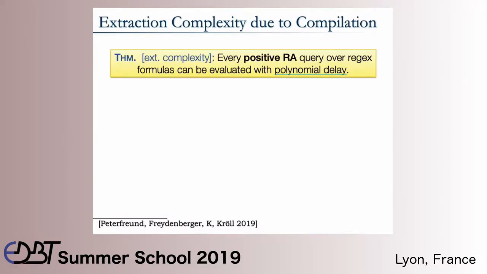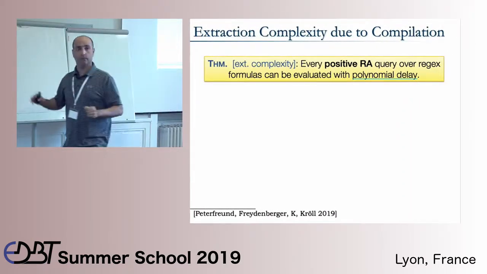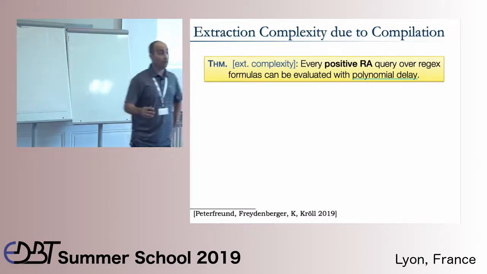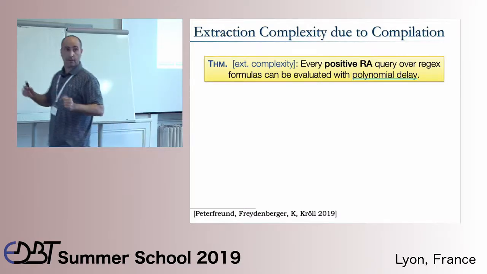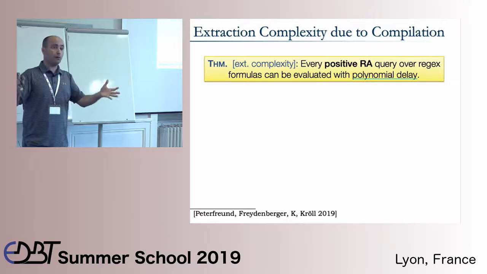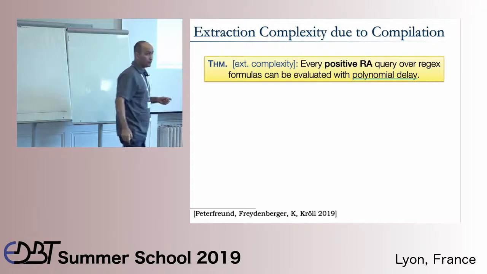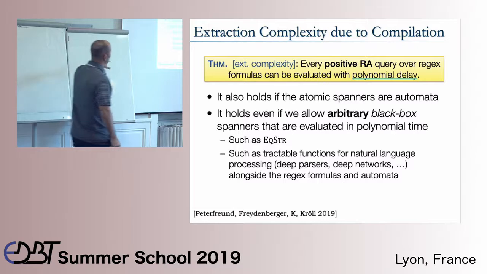What do you get through the compilation approach? Well, from the compilation approach, we can conclude that every positive relational algebra query can be evaluated with polynomial delay when applied to Regex formulas or spanner automata. And the reason is that we can compile every positive relational algebra query into a single automaton. Large automaton, but the size of the automaton is exponential just in the number of relational operators that we have. So this is extraction complexity, not combined complexity. Okay? And it holds for Regex formulas and automata.